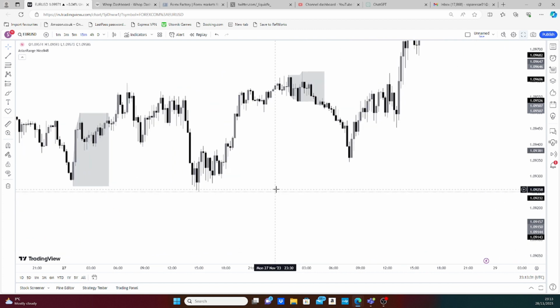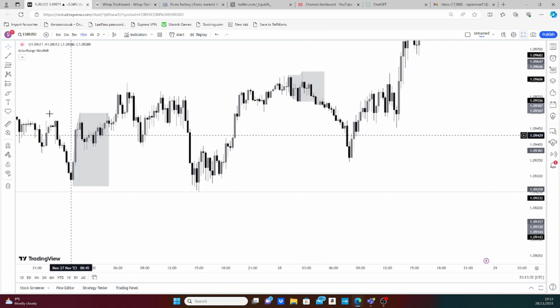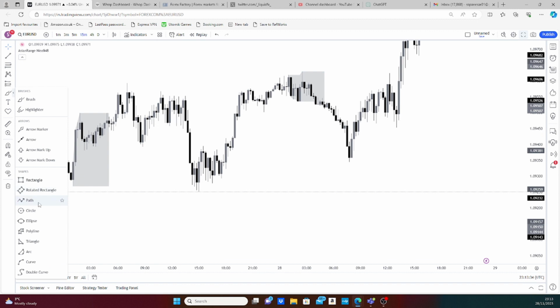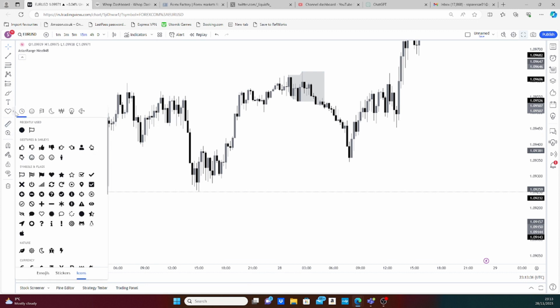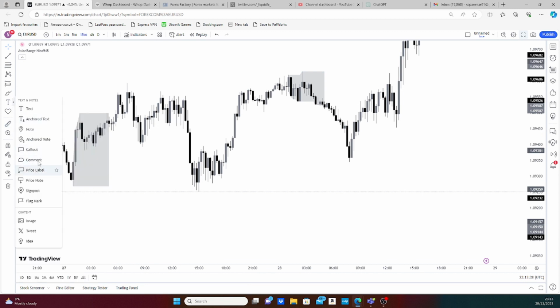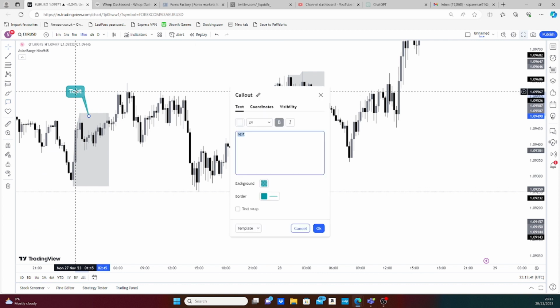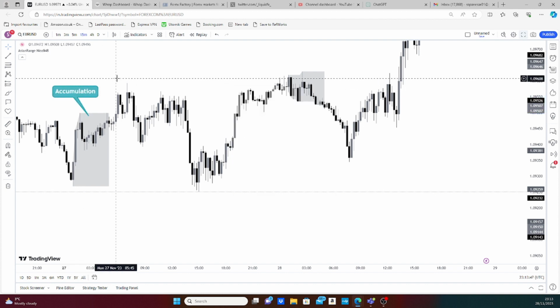So what we can see here, the Asian session is already marked in. We see an Asian session just here in this range over here. Now the Asian session is the accumulation. So what's the purpose of the accumulation? As the name suggests, it accumulates orders, accumulates liquidity.